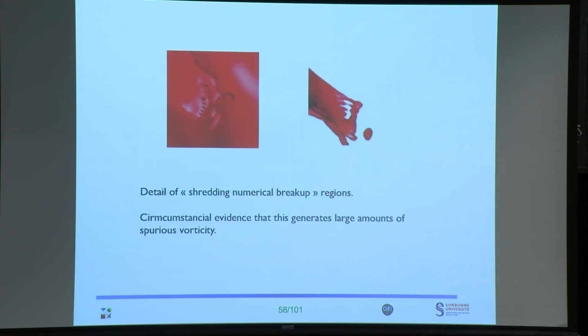I want to zoom in on the corrugated shapes. You get these little holes at the end of the sheets. When you see that in a simulation, you know it's wrong. The sheets never break with these kinds of holes. And moreover, this kind of thing generates a large amount of spurious vorticity. So you cannot converge characteristics of the turbulence, such as the entropy.